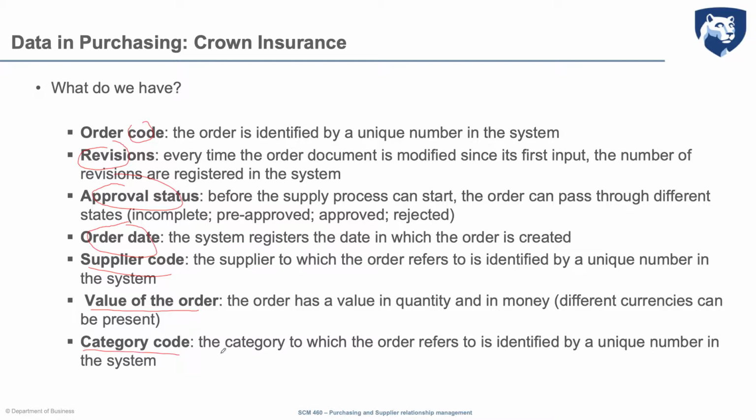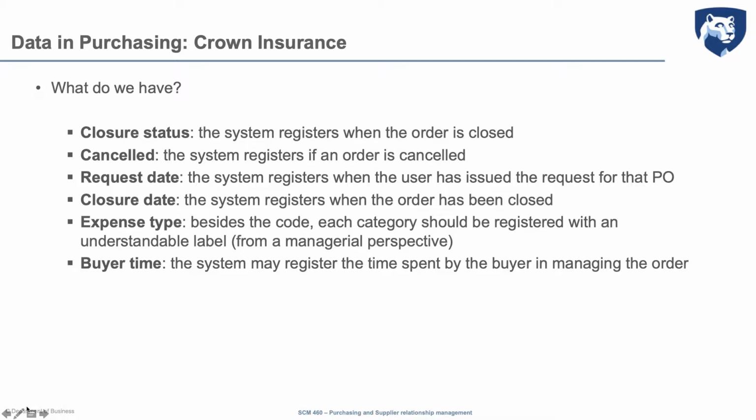In particular, we have seen that there are two types, the category code and the expenditure type, which have two different codes. Then you have the closure status, to see if the system has already closed the order, if the order has been cancelled, when the user has issued a request to create a purchase order, if there has been a closure date, and how much time the buyer has spent in managing this type of order.